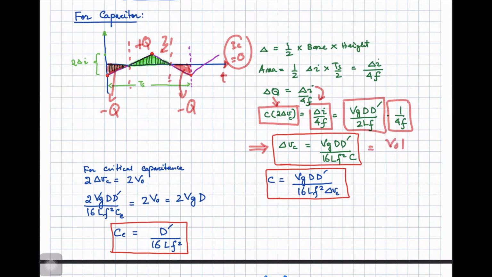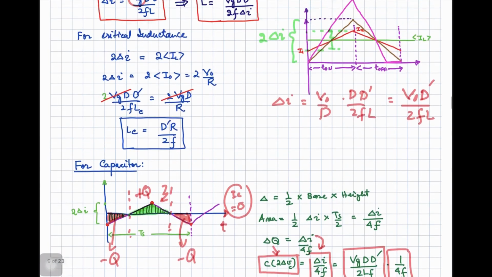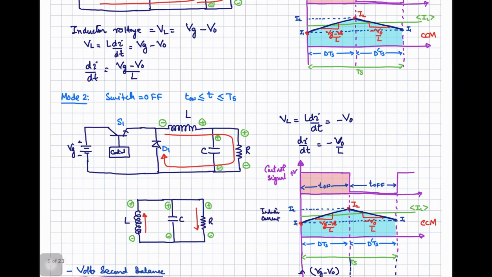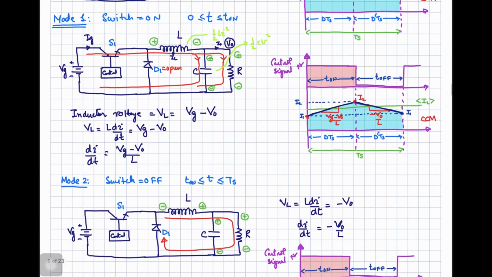You can also express it in terms of the output voltage. In terms of output voltage, it will be V naught into D prime by 16 L F square into C, and in terms of input voltage it will be Vg into D, right? So this is the expression for the variation in the output voltage when the high frequency inductor current is passing through the capacitor as high frequency capacitor current, and the same charge that is stored will have to be delivered by this capacitor for the stable operation.